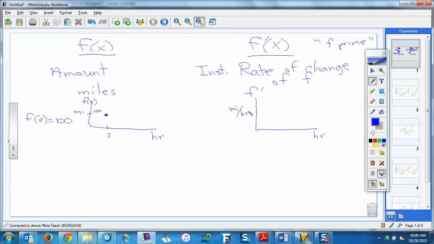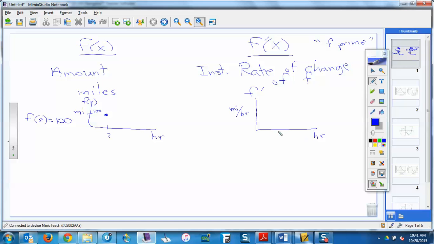Miles per hour. It's always the Y units of F divided by the X units of F. I can't emphasize that enough. That's going to be the Y units of F prime. The X units will always stay the same. It's the Y units divided by the X units. Remember we did slope, right? We talked about slope was involved. What do you do with slope? You take the Y's divided by the X's, right? We took the 2 points really close together. Remember when we did that?